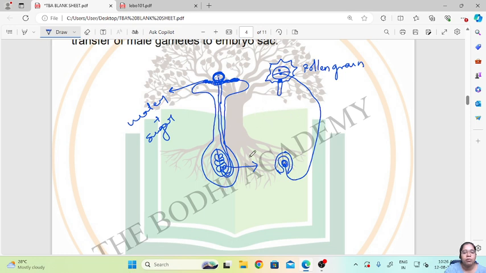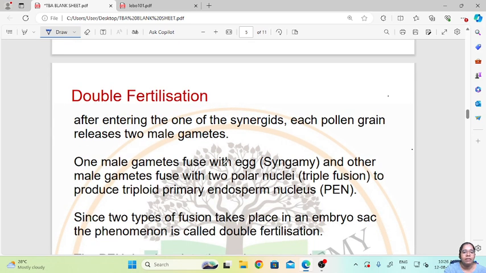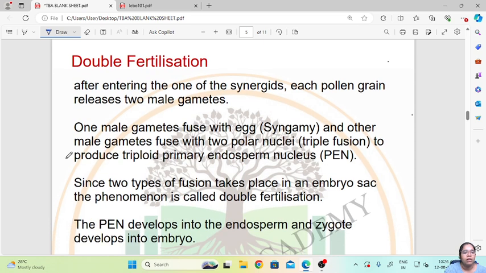So now let us see what will happen after the pollen tube reaches the ovule and how the fusion of the gametes will take place. So this process is called fertilization. And why is it called double fertilization? Let us understand now. So after entering one of the synergids, each pollen grain releases two male gametes. One male gamete fuses with the egg cell and the other male gamete fuses with the polar nucleus to produce what? Primary endosperm nucleus. And since there are two types of fusion taking place in the embryo sac, this phenomenon is called double fertilization.